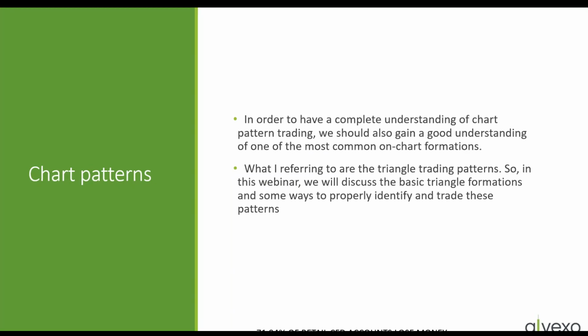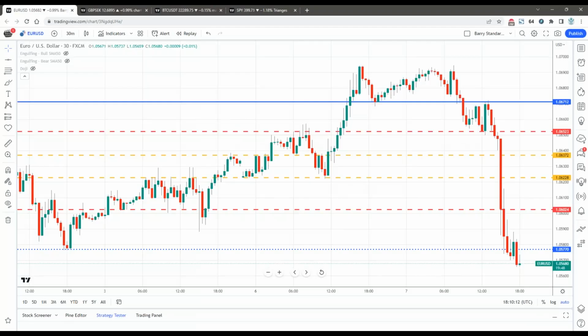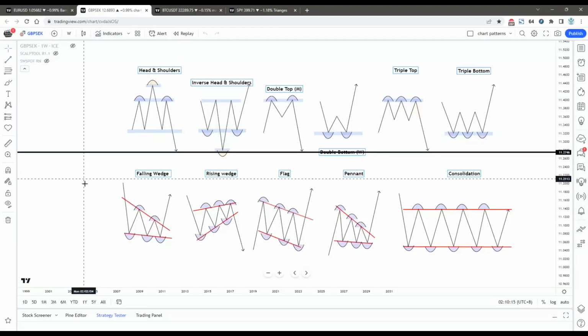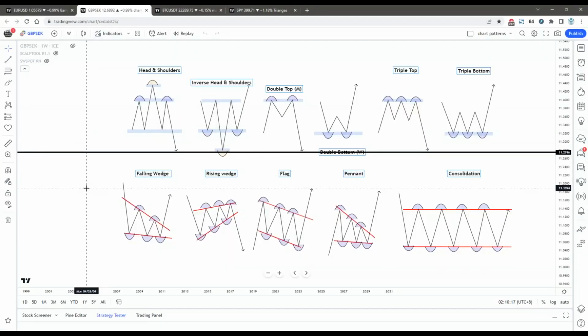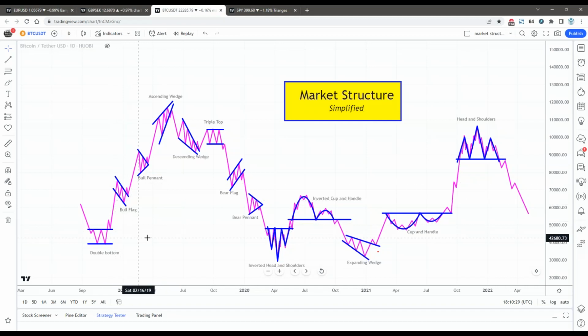Oh, come on, computer. There we go. Here's just some of them. The head and shoulders, the inverted head and shoulders, double tops, double bottoms, triple tops, triple bottoms, falling wedge, rising wedge, flags, pennants, consolidation. They're all considered chart patterns. But these are the primary ones that fall into what we call market structure.